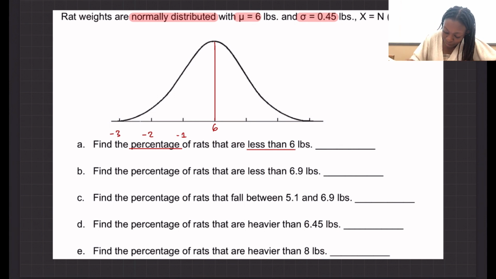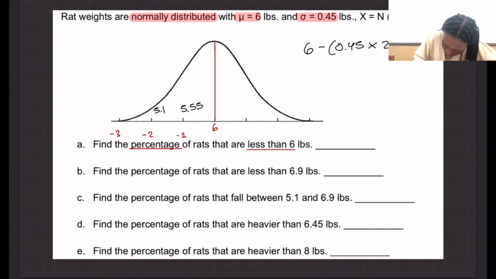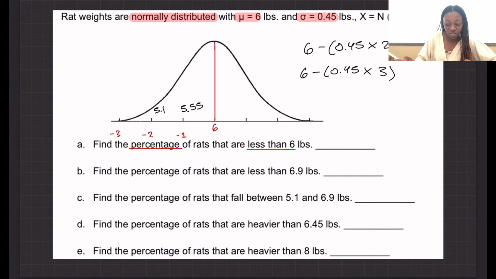That gives me 5.55. Okay? 6 minus 0.45 times 2. And the way I have it in my calculator is 6 minus 0.45 times 2, just like that. And that gave me 5.1. So that number is also less than 6. And then the third deviation, which I'm going to put in my calculator as 6 minus 0.45 times 3. That gave me 4.65.